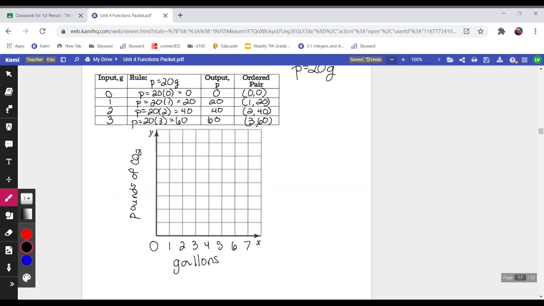Now, because my output, my y's are going by 20, I'm going to have my y-axis go by tens. You could have it go by 20. That would be appropriate too. So 10, 20, 30, 40, 50, 60, 70. So 0, 0, 1, 20, 2, 40, 3, 60. If you kept with the pattern, it would be 4, 80. I'm going to take my line and I'm going to draw through.